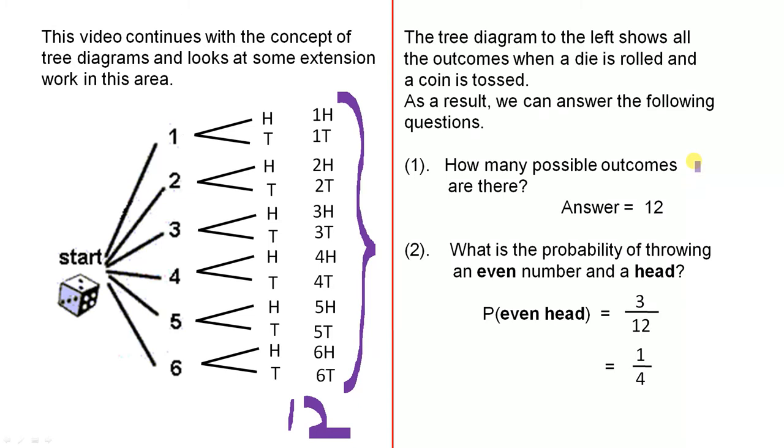Now we can answer our questions. How many possible outcomes are there? The answer is 12. Just add those up and you get 12. What is the probability of throwing an even number and a head? Even number and a head. Okay, so that's 2H, so there's one possibility. 4H is another possibility, and 6H. So they're the only three occasions where you can throw an even number and a head. So the probability of doing that is 3 over 12, which is simplified to 1 over 4.